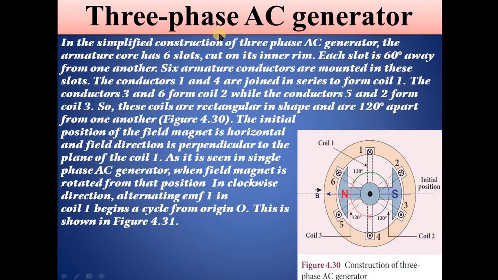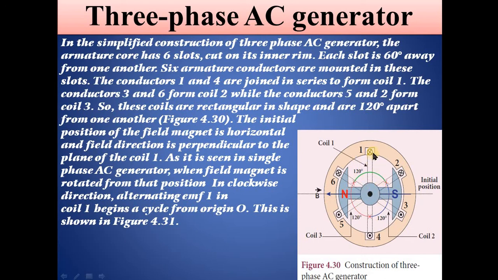So, the next topic is the three-phase AC generator. In this simplified construction of a three-phase AC generator, the armature core has 6 slots, 1, 2, 3, 4, 5, 6, cut on its inner rim. Each slot is 60 degree away from one another. 6 armature conductors are mounted in these slots.